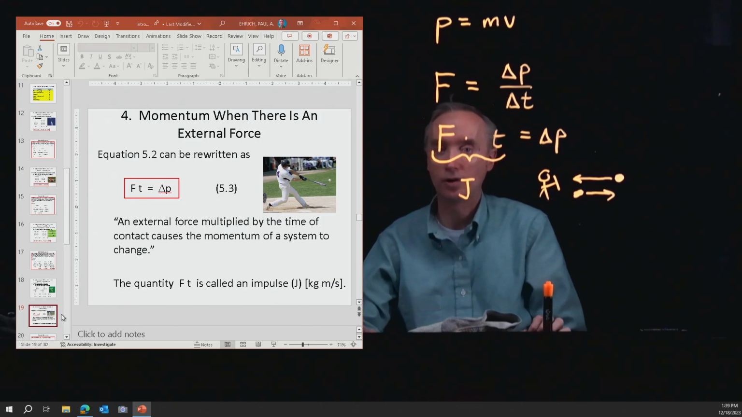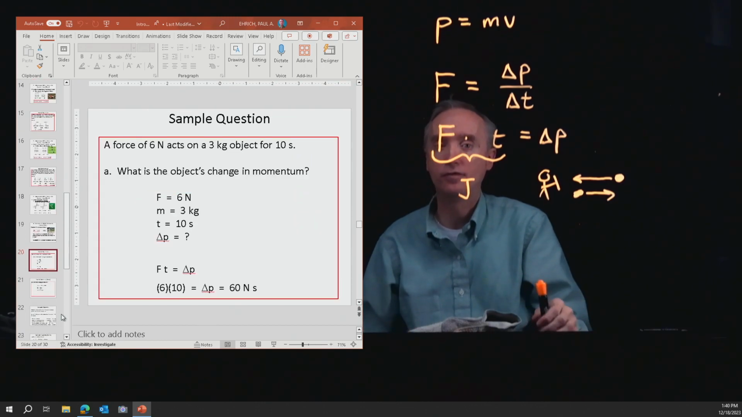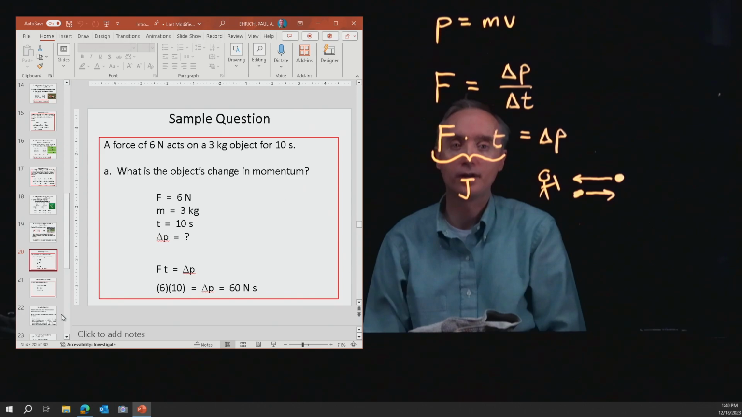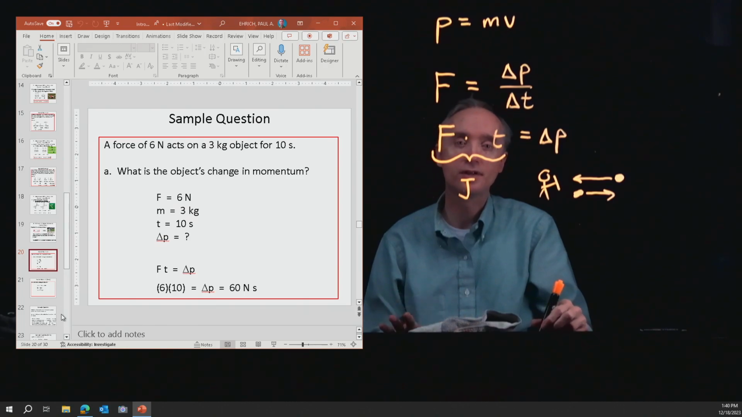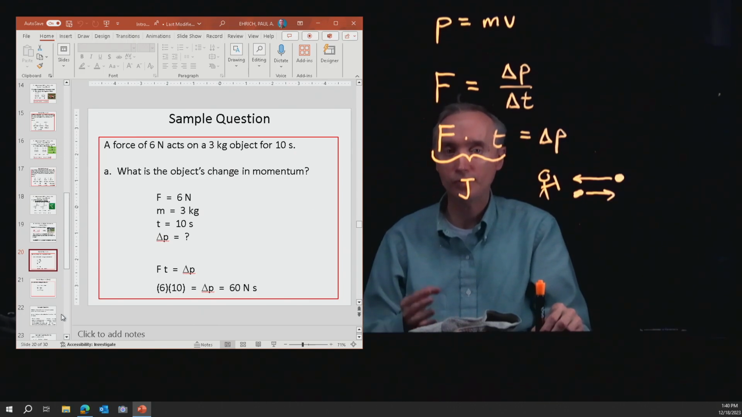So let's take a look at a word problem here. A force of 6 newtons acts on a 3 kilogram object for 10 seconds. What was the object's change in momentum? Okay, so let's write down all the stuff that we're given. 6 newtons. Newton is a unit of force, so F equals 6 newtons. It's a 3 kilogram object, so that's mass. It acts on it for 10 seconds, so that's time.